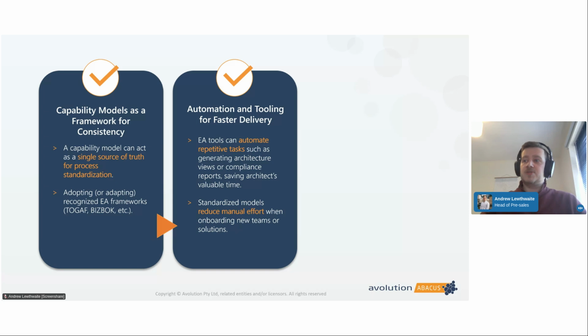So really trying to automate repetitive tasks that you're performing. We can see those through standardizing on capabilities. That saves architects a lot of time. And then it also reduces a lot of the manual effort, especially if you're onboarding new teams. There is a shared model that they can review and contribute to. And they then can understand what parts of the organization need to speak to if they're delivering and deploying new services aligned to those capabilities as well.